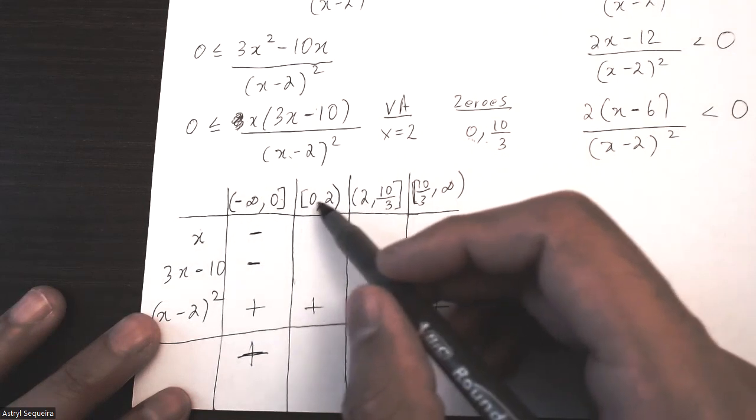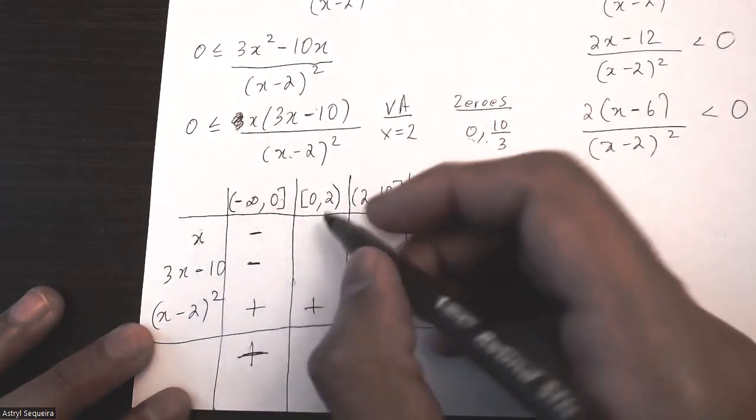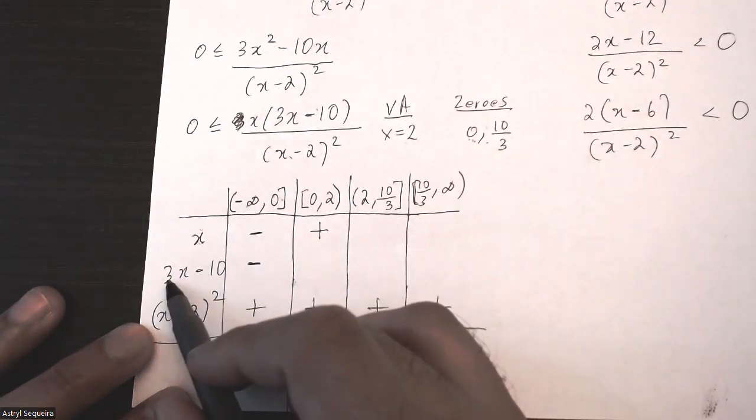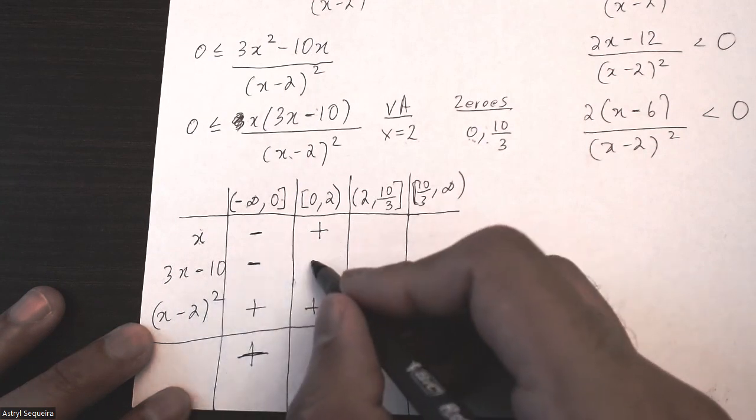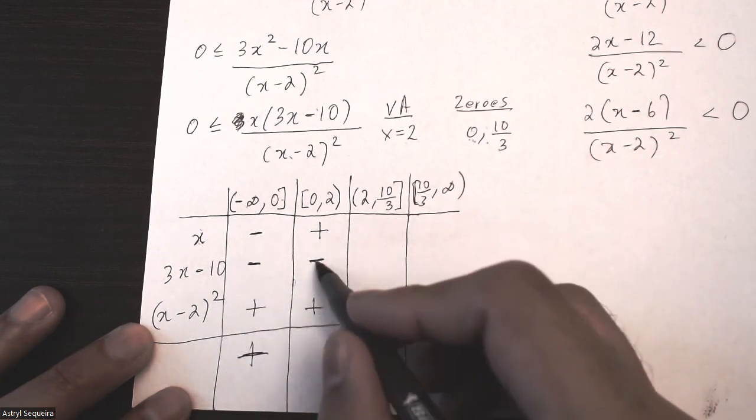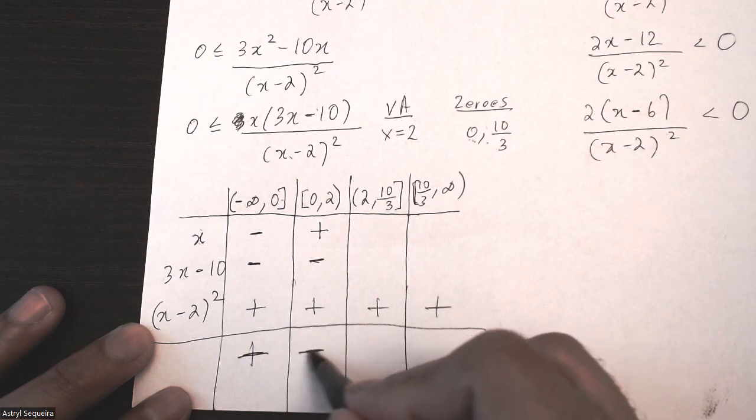Let's pick a number between these two. I'll pick +1. +1 is just positive. 3 times 1 minus 10 is -7, so this is negative. Positive, negative, and a positive make a negative.